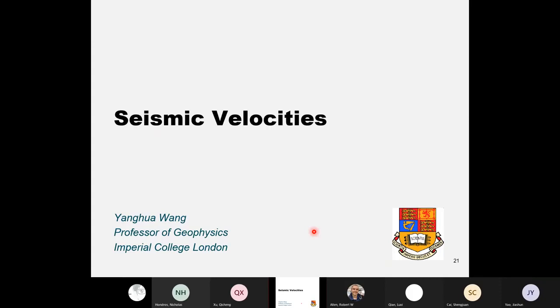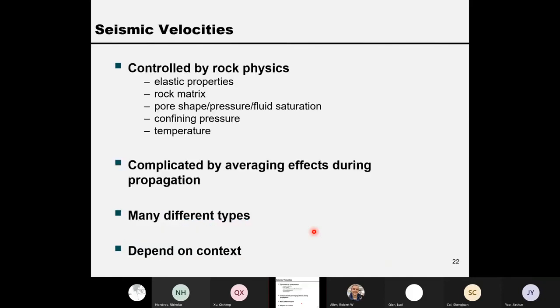As I said, the CMP concept generates CMP gathers, which provide redundant information for us. We use this information to do the velocity analysis. Before we start velocity analysis, let's review what the velocities are. Okay, what is seismic velocity? What are the factors influencing the velocities?